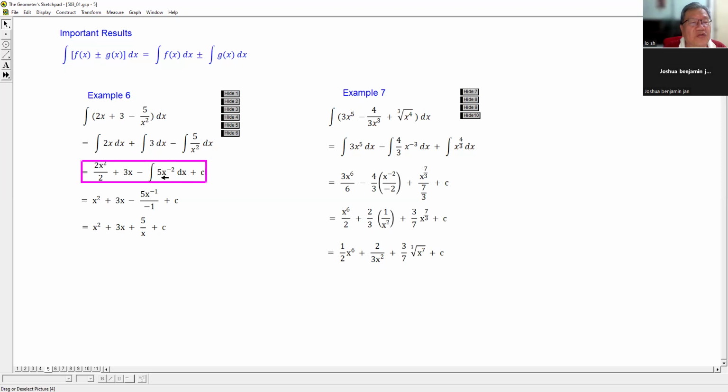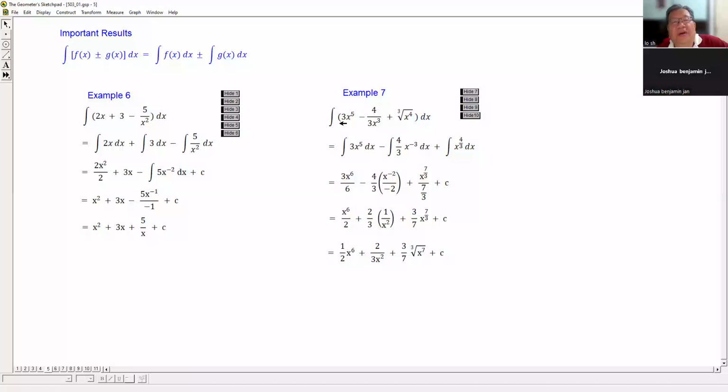So I have to change it to 5 x to the power of negative 2. Integrate negative 2 becomes negative 1 divided by negative 1. Now, again, you see here the negative and negative. Outside got negative. When you integrate by itself, you get another negative. So negative becomes positive, right? Positive 5 over x plus c.